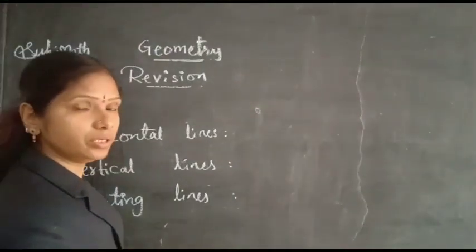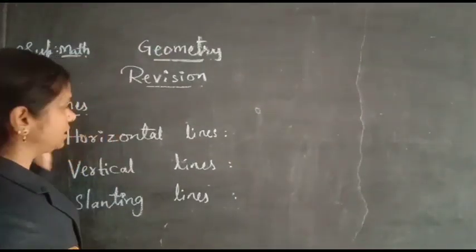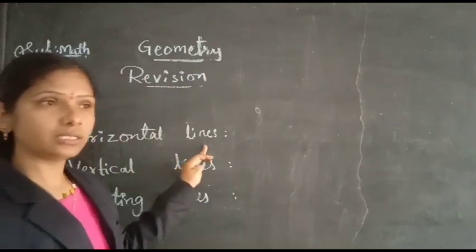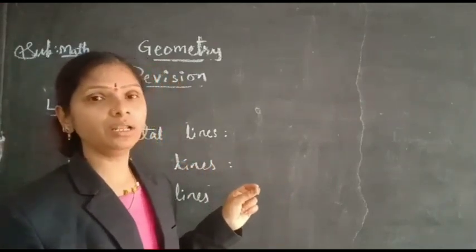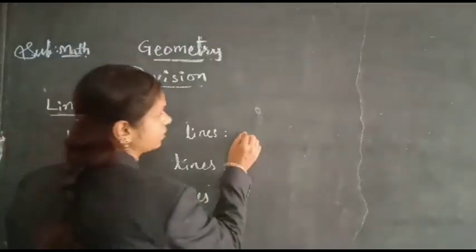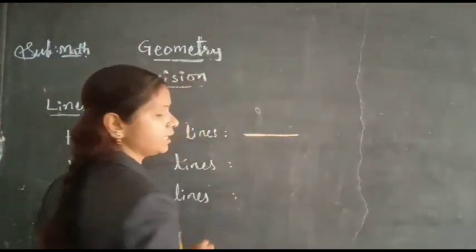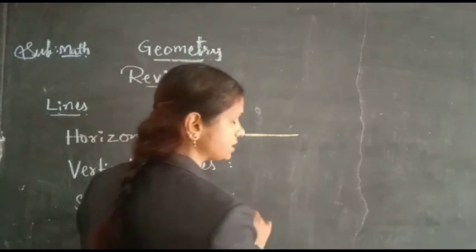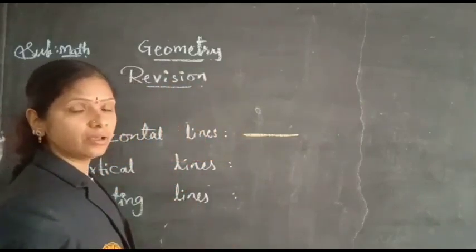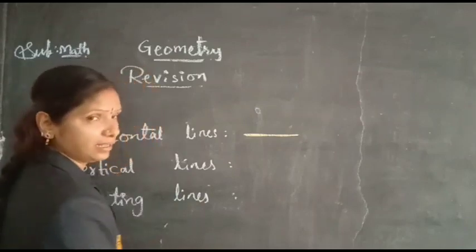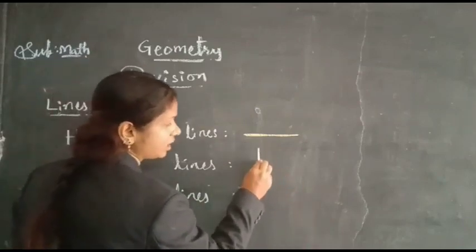Lines, children, we are going to learn about the lines here. See, horizontal lines. Horizontal lines, as we already learned in the previous classes, are nothing but sleeping lines. This is a horizontal line, children, a sleeping line. And the next line is vertical lines. Vertical lines are nothing but standing lines. We can call it a standing line also.